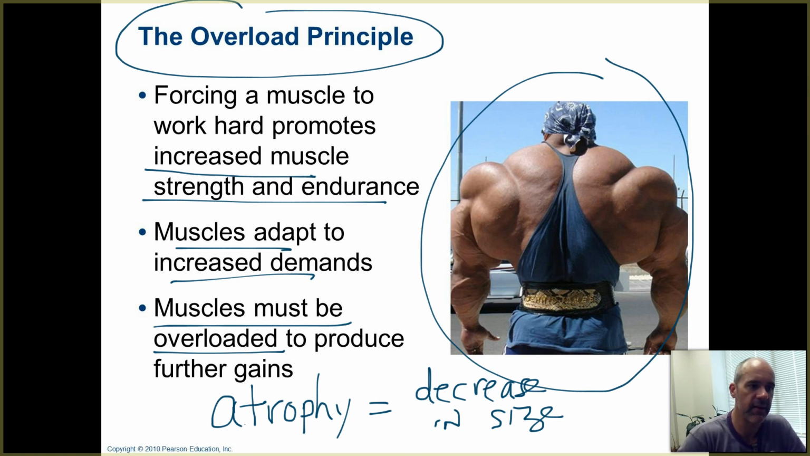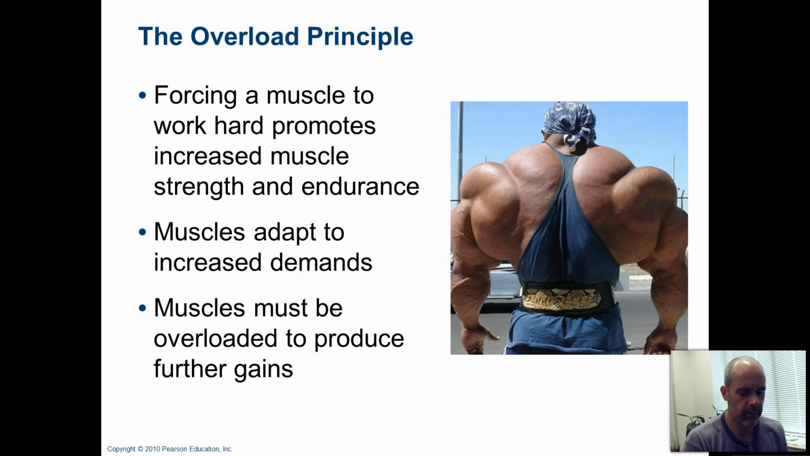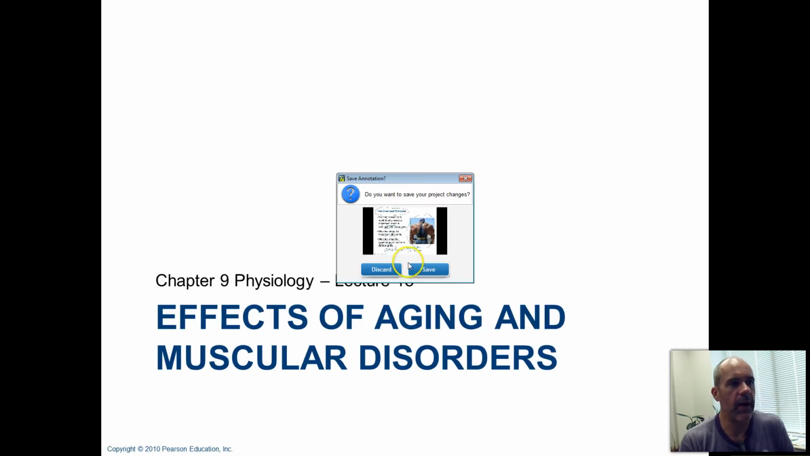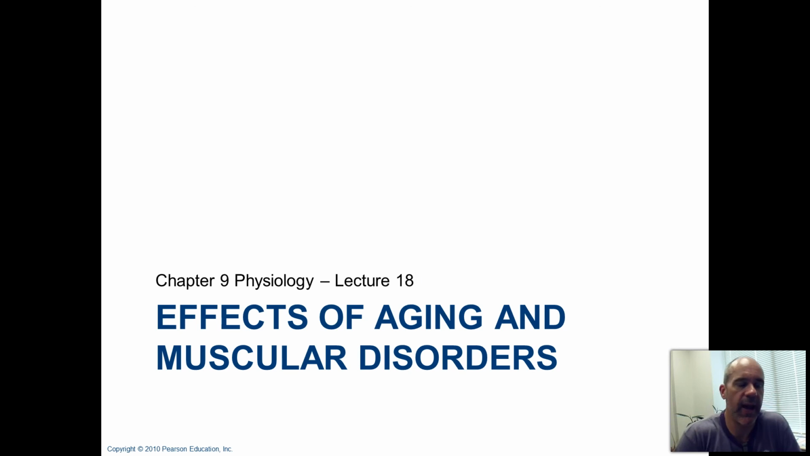All right, so that's the end of this particular lecture. The last lecture we're going to have for Chapter 9 here for Unit 4 will be a little bit more about some effects of aging on the muscular system, and we'll talk about a few muscular disorders, including muscular dystrophy, and that will finish up the Unit 4 physiology.